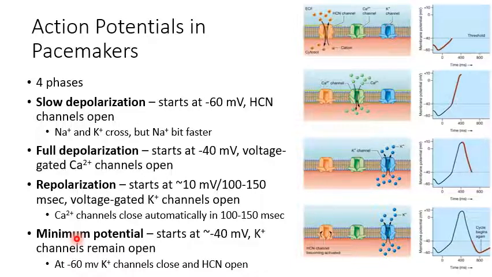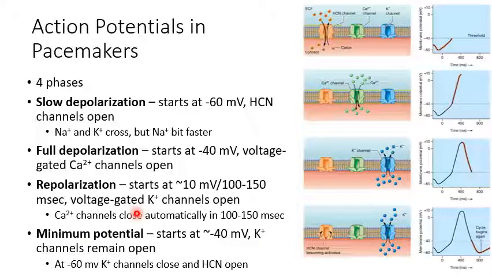In the repolarization phase, the voltage-gated potassium channels open. They open at that positive membrane potential of around 10 millivolts. All right, so the calcium channels will have automatically closed after 100 to 150 milliseconds, and the potassium channels will open once the membrane potential gets close to 10 millivolts. At that point, you have potassium leaving the cell. That is positive charges leaving the cell, which means that the inside is becoming less positive, which is the same as more negative. So the membrane potential is going to start creeping down or moving down and repolarizing.